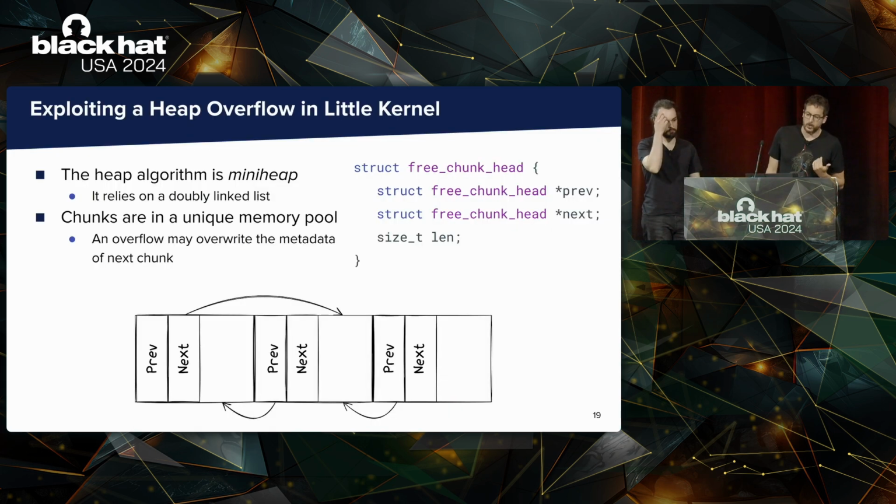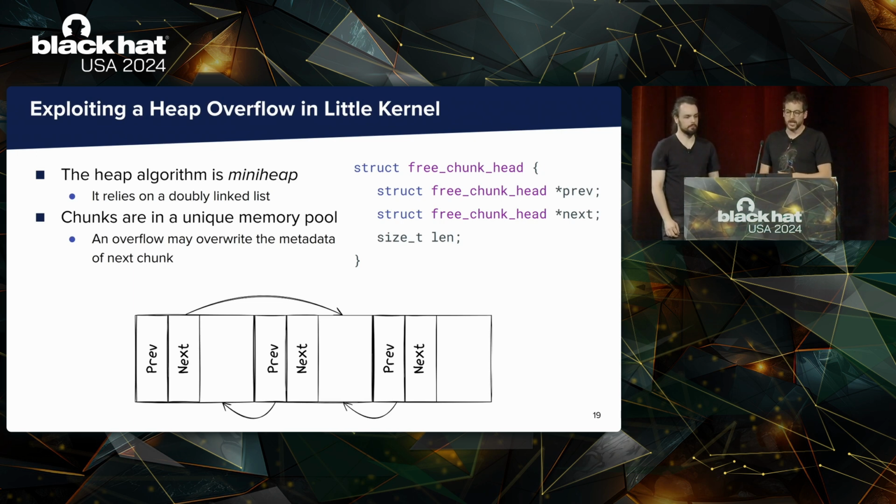To answer that question, we need to understand a bit how the heap algorithm works. In this case, it is called miniheap, and it relies on a doubly linked list. You have 3 chunks that are all members of this list. They are all placed in the same memory pool, and they all start with the same header that you see on the right. You have a first pointer pointing to the previous chunk, followed by another pointer pointing to the next chunk, followed by the size, and followed by the actual content of the chunk. So if an overflow happens, we may overwrite the metadata of the header of the next chunk.